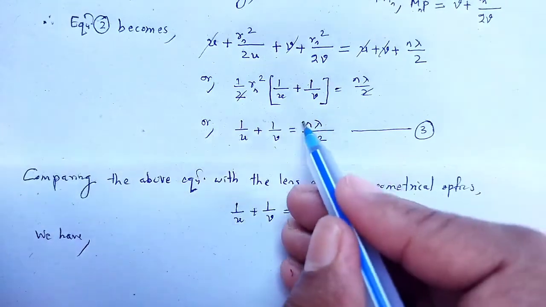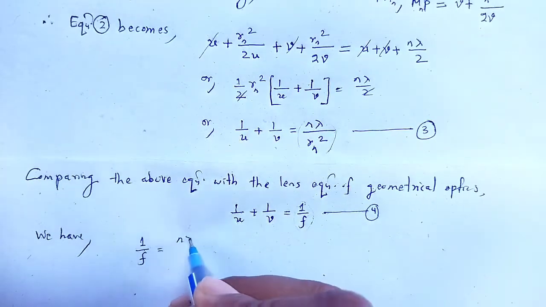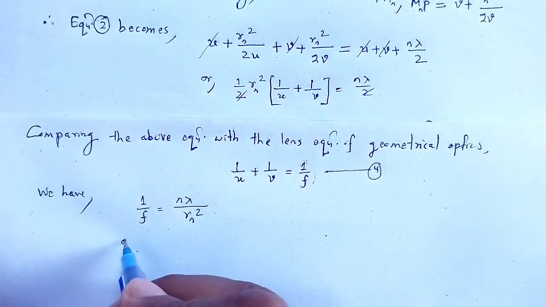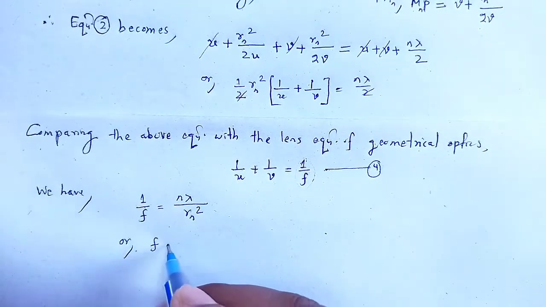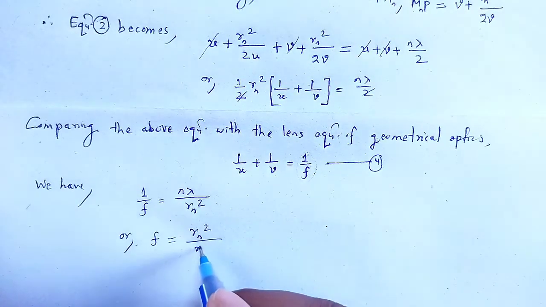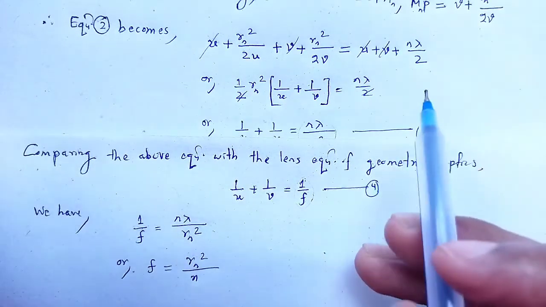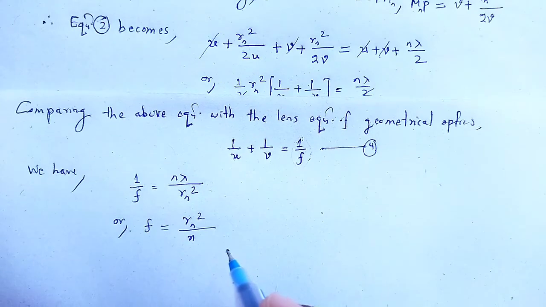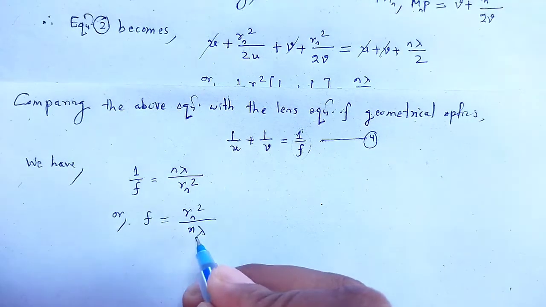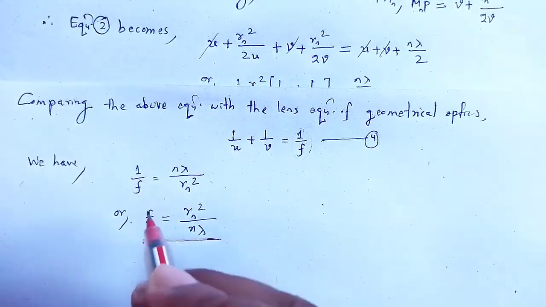One by f is equal to n lambda divided by Rn square. Therefore, focal length f is equal to Rn square divided by n lambda.